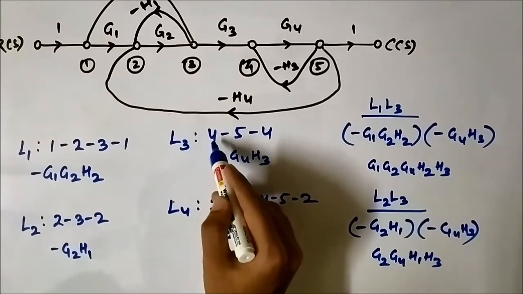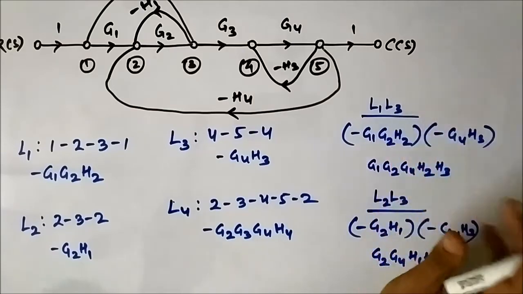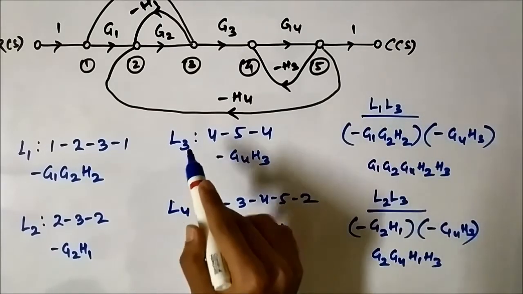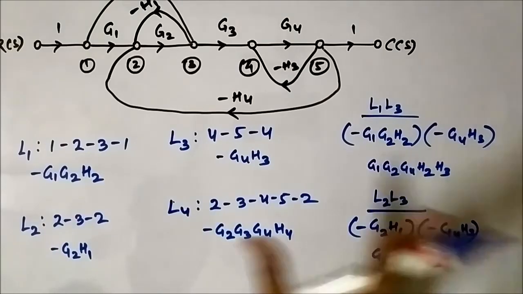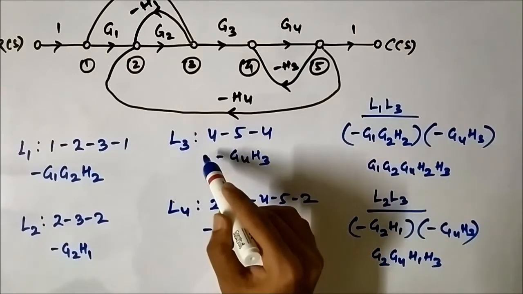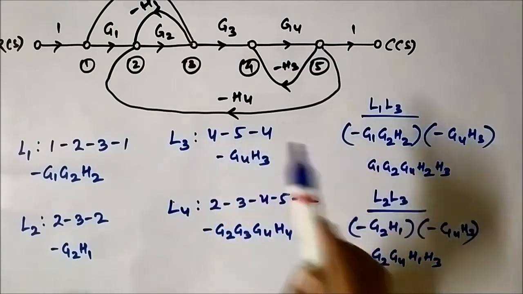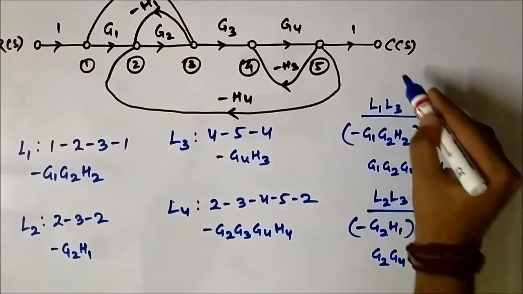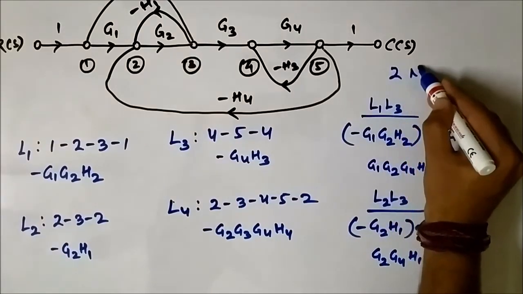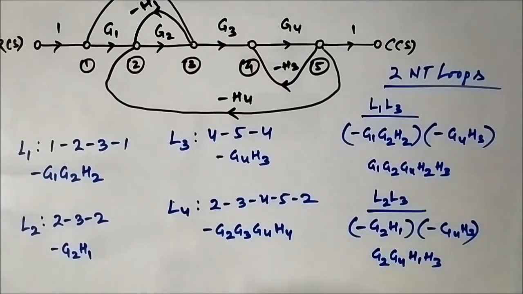Then L3 will compare with the others. L3 is not touching with L1, and L1 and L3 are the same, so we have already considered that. Again L3 with L2, it is not touching, and L2 and L3 are the same, so no need to repeat that. Next L3 with L4, 4 5 4, here it is 2 3 4 5, so 4 5 is common, so L3 and L4 are touching. So we have only these two non-touching loops.